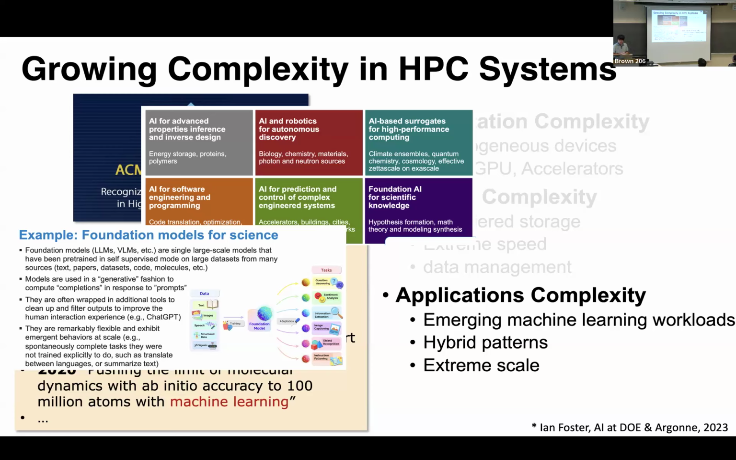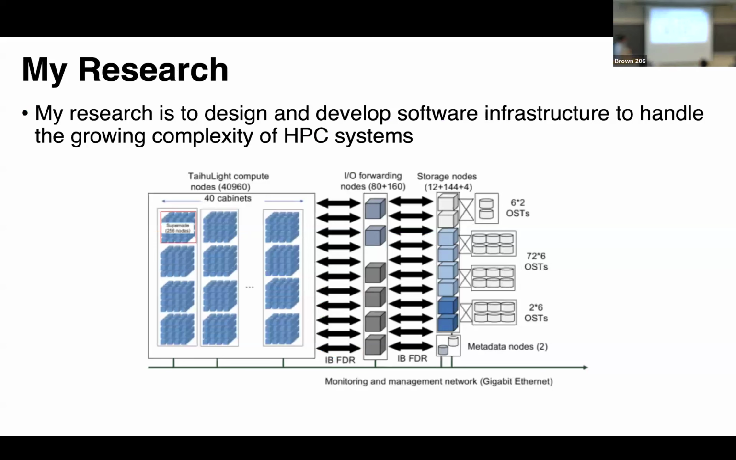together. And my work is basically to deal with these three things from a system perspective. So my research is to design and develop the software infrastructure to handle this growing complexity.